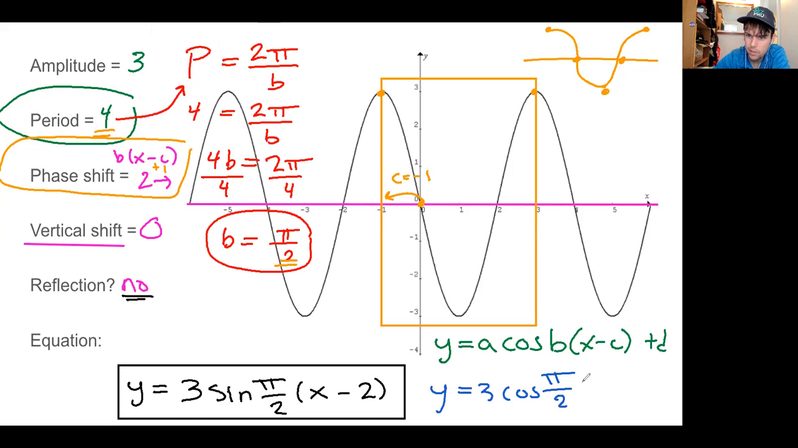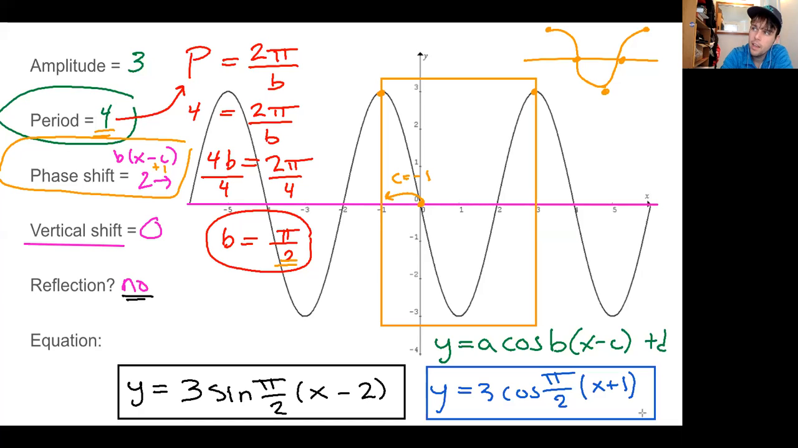That didn't change because that was based on our period. Here's what changed, the shift. So we went to the right, or sorry, to the left one, so +1 there. Still no vertical shift. So this would be the equation, or one of the equations, using cosine. Again, there were a couple different cosine periods that we could identify in there. This was just the first one that jumped to my mind.